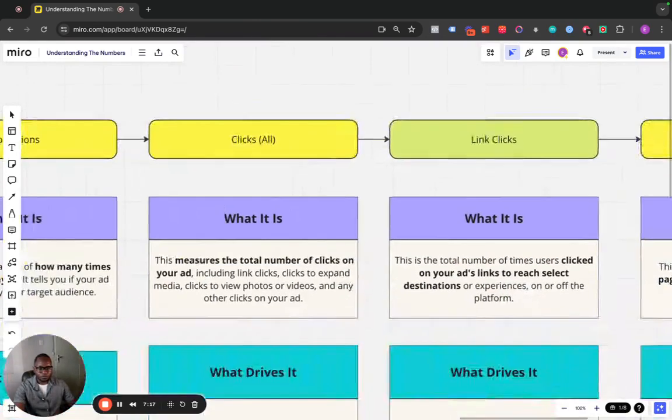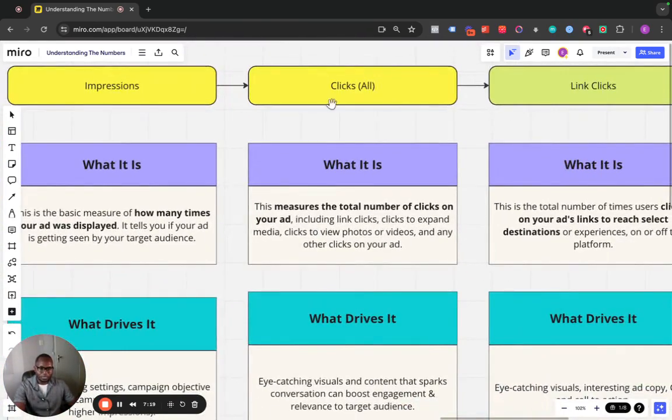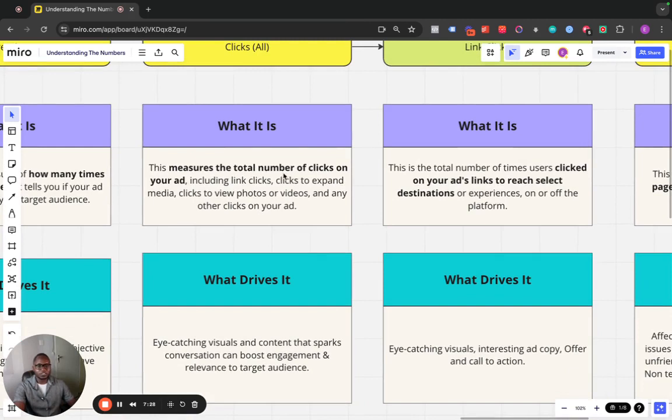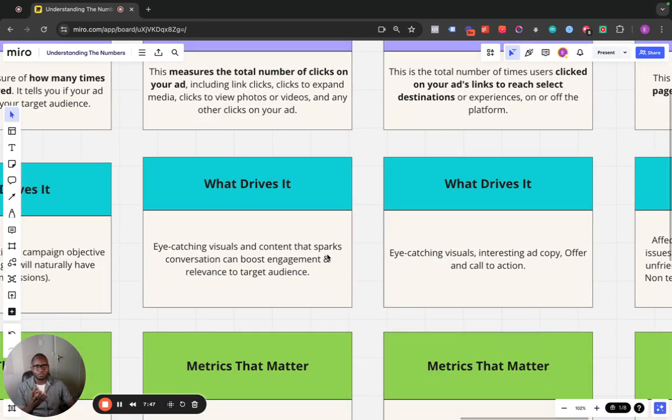Now, once users have seen your ad, like we mentioned, there are those who are going to engage with it. And the metric that you're looking at here is the clicks, in brackets, all. Very significant difference. What this measures is the total number of clicks on your ad, including link clicks, likes, video views, and people clicking to read more on the copy. Again, all of those interactions are counted under clicks all, because what this is looking at is what kind of engagement your creative has, right?